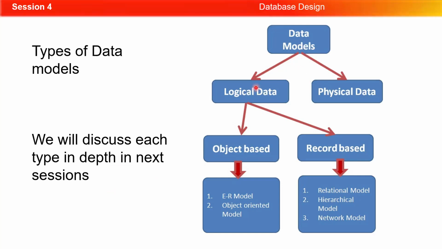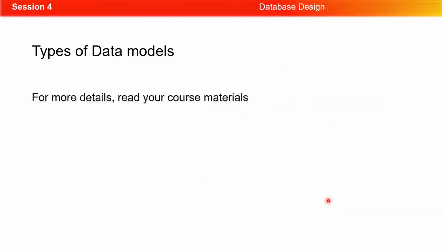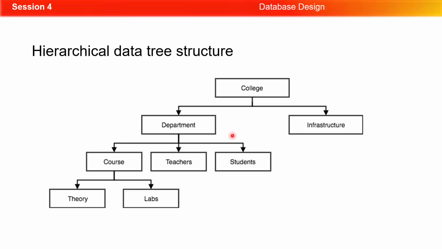But we can see here a logical data model and physical data. Physical data is the actual text data you see when viewing a database. We can see here the object-based and the record-based models. The object-based approach is about modeling, whereas here we are looking at the methods for modeling the data. For more details, please consult your course materials.